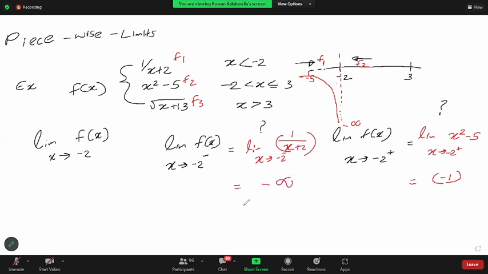So now we can write that when x approaches negative 2, the limit of f(x) does not exist. So in this example, there is no limit at negative 2. In the same way, you can find what happens to the limit at positive 3. Can you do this? The concept is the same.